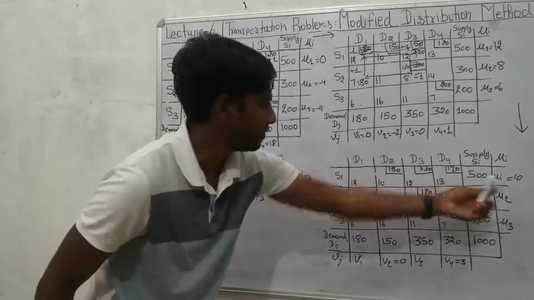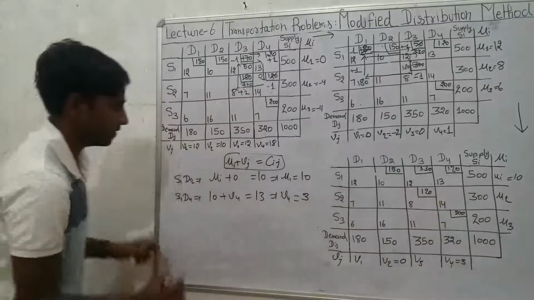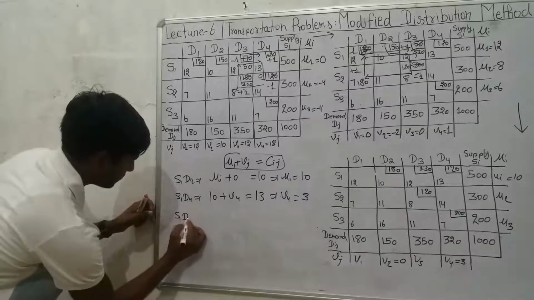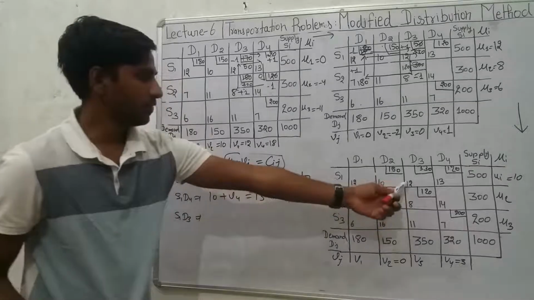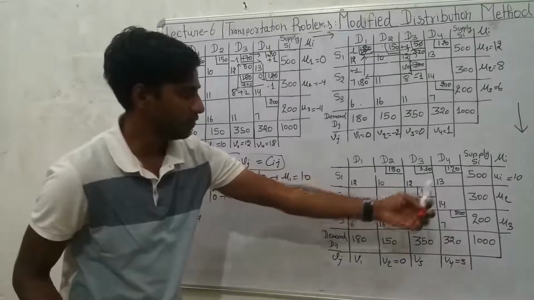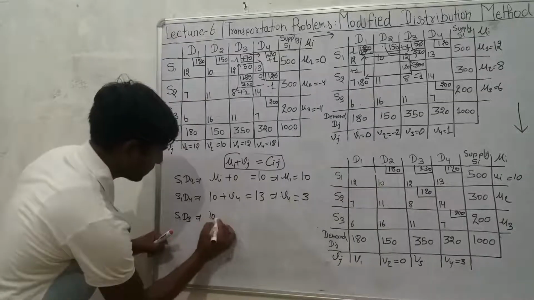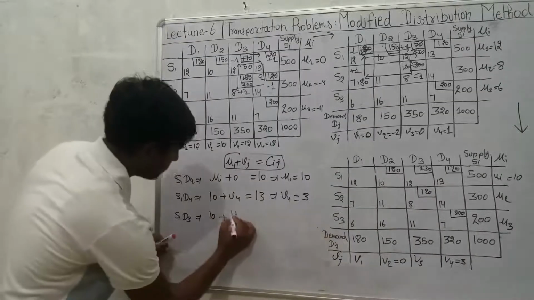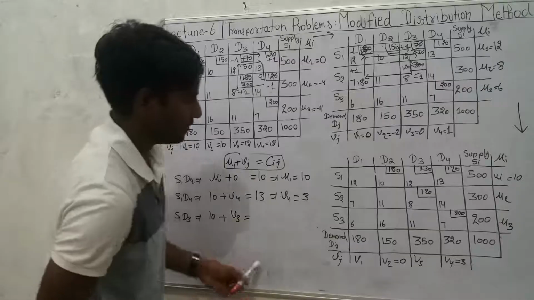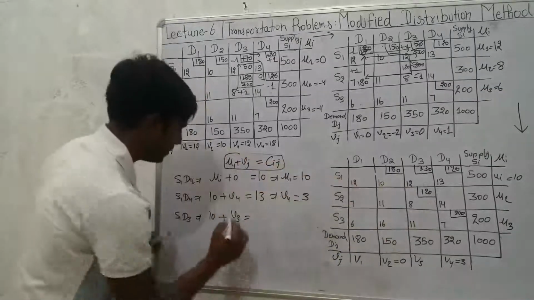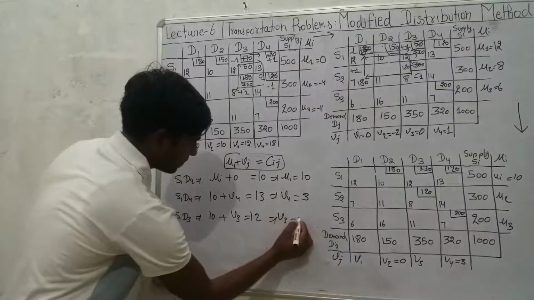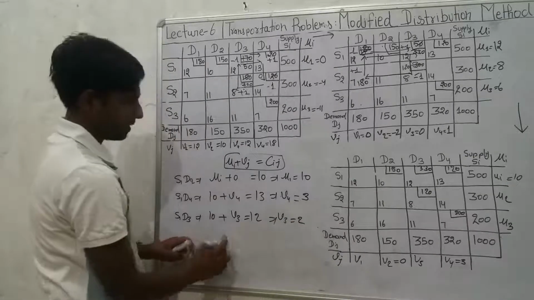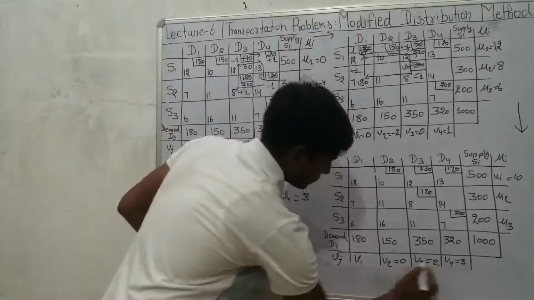Again, in this row, the second occupied cell is S1D3. For this particular cell, U is equal to 10. V3, we don't know the value of V3, and Cij is 12. So V3 would be equal to 12 minus 10, it is equal to 2.